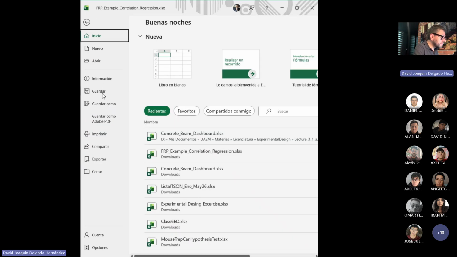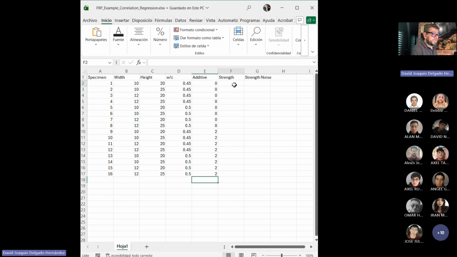I am going to save this. Perfect. So the strength. When I put this specimen, what I should do is to take it to the laboratory and test it, okay? And I record the value of the strength. So imagine this is hypothetical, okay? This is just for this example.